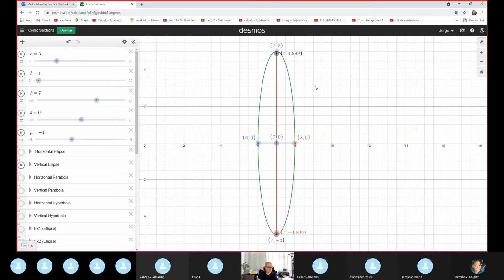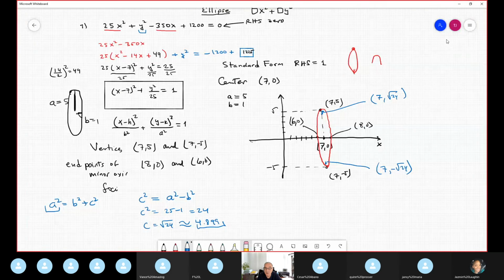By the way, the eccentricity is the division c over a, where c is square root of 24. I put it in my calculator: square root of 24, divided by a, which is 5. The answer is approximately 0.97, 0.98. That gives me an idea that this ellipse is very flat. Okay. Any question on question number 1?